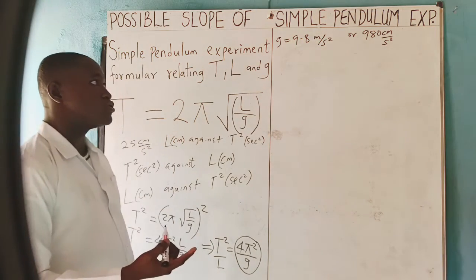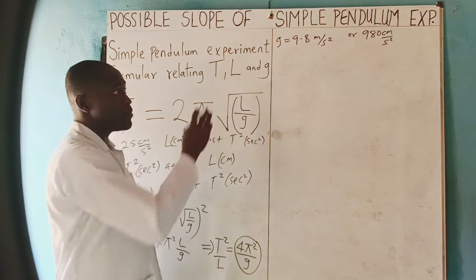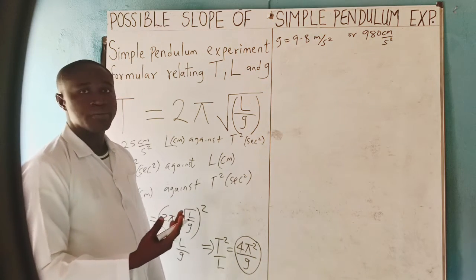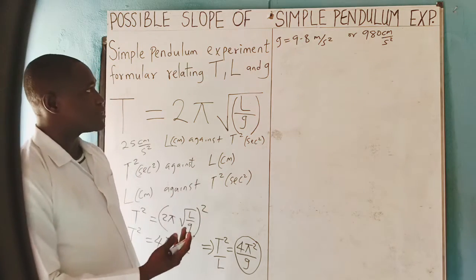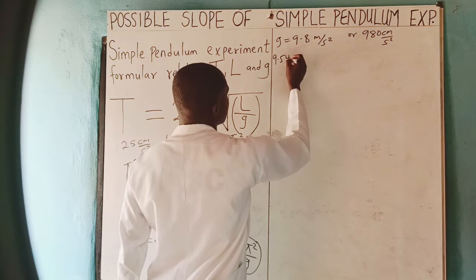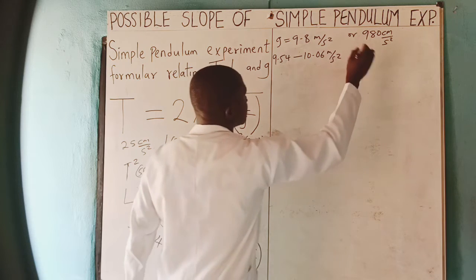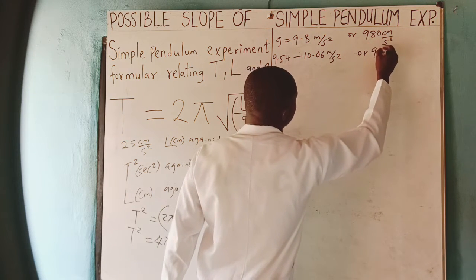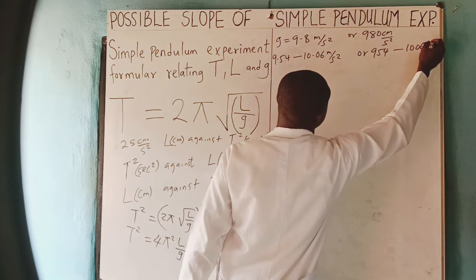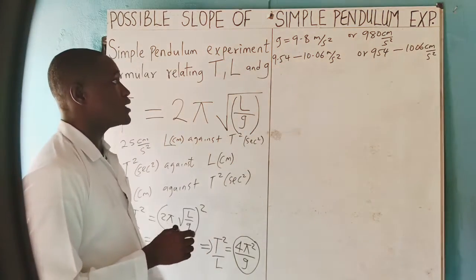But because no one is perfect, error can come in while performing this experiment, and so there is always a range one should meet before the result can be accepted. For this, the range is 9.54 to 10.06 meter per second squared. Then for this, it is 954 to 1006 centimeter per second squared. Okay, and so that is about that.